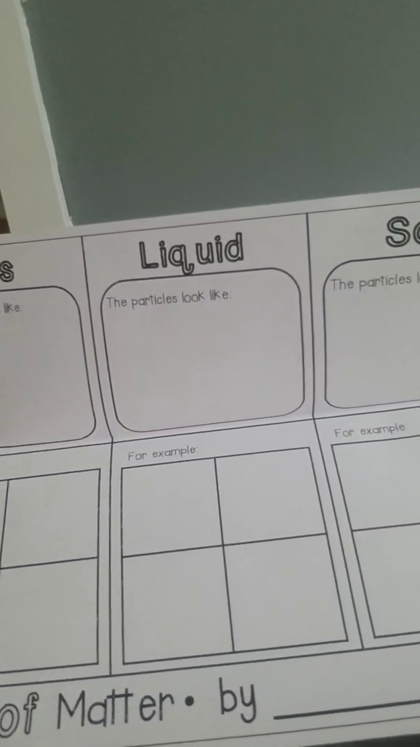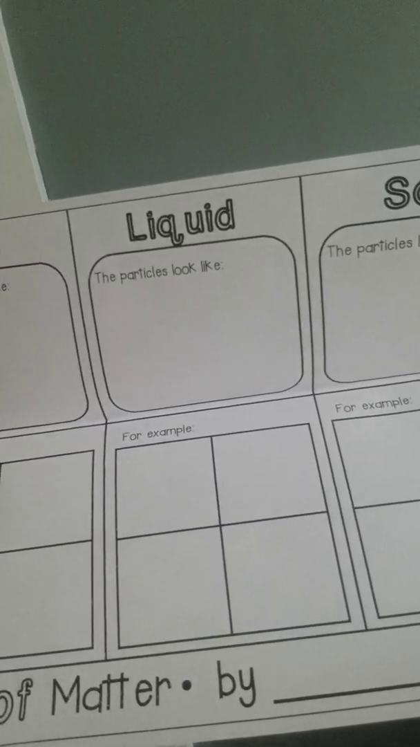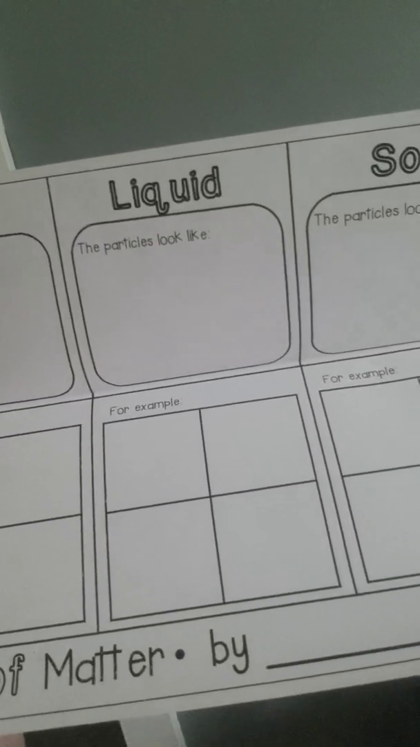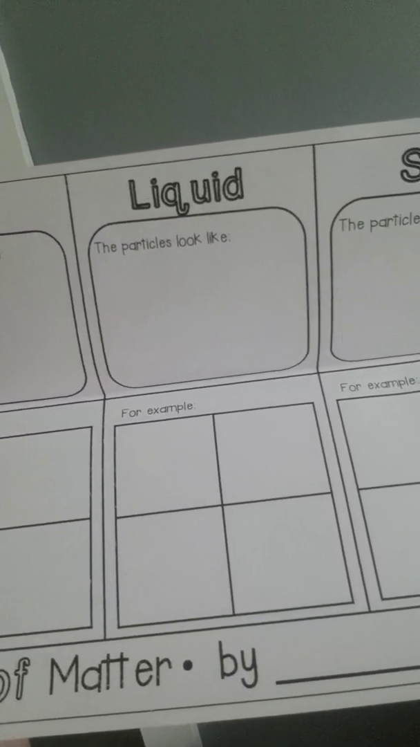Very good. Okay, so you're going to cut those 4 pictures out that represent a gas and glue them in this 4 square grid underneath gas. Then you can do the liquid. Particles for a liquid are a little bit closer together. There's still a little space in between them. And then you're going to need to find 4 pictures that represent a liquid.